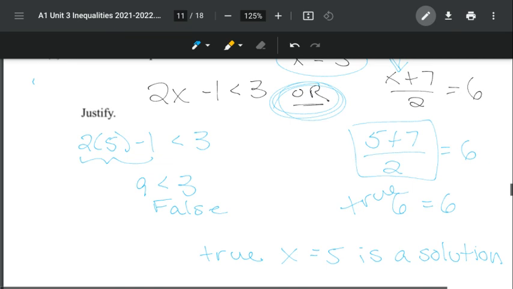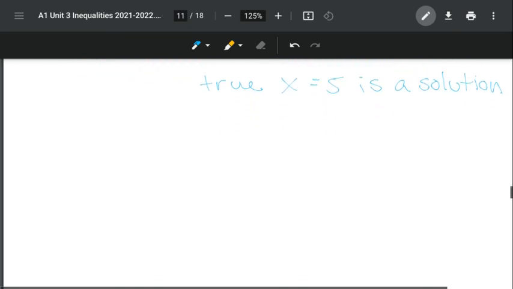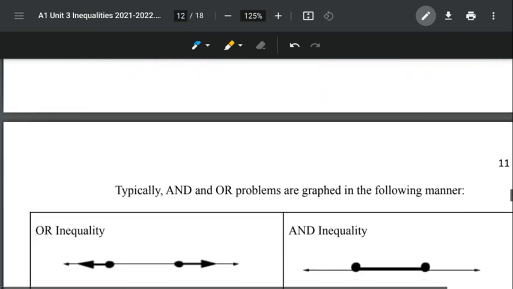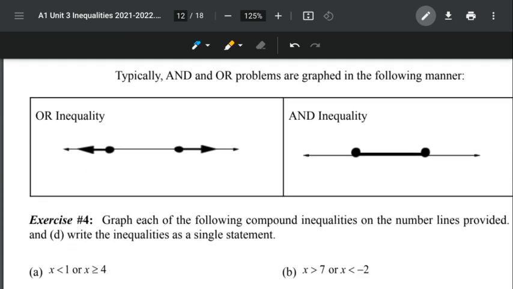We have one more page. We're on page 10 right now. Let's see how my graphics worked. Okay, they kind of translated. Now we're going to graph these on number lines. So, and problems usually have 2 points on a number line with a bar connecting. Or problems have arrows going in opposite directions. So we're going to practice graphing these.